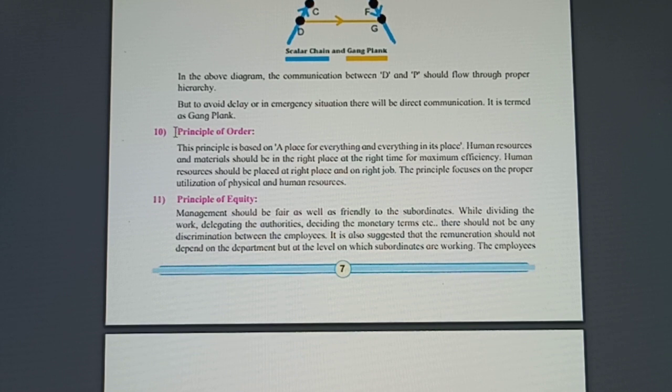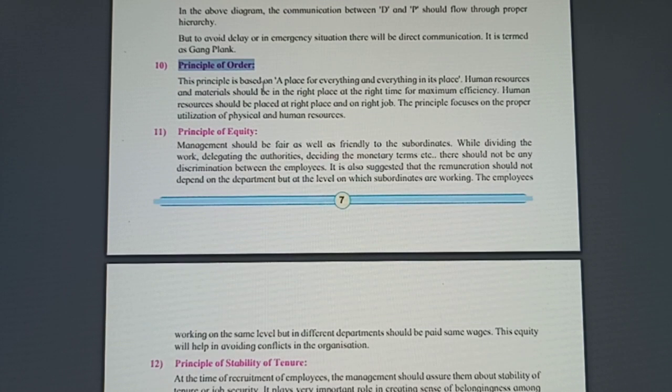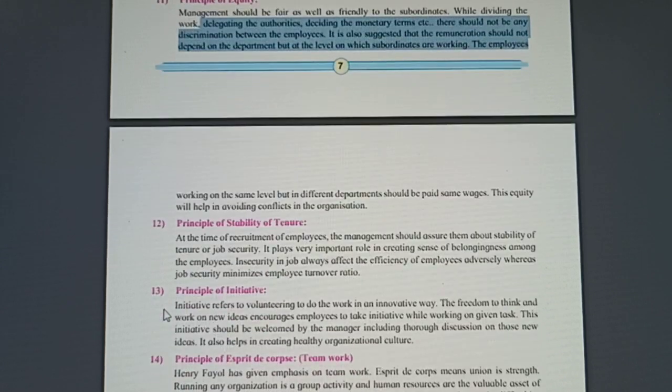10th, principle of order. Principle of order means a place for everything and everything in its place. Everything should be in its place. That is the main principle of order. 11th, principle of equity. Equity means equality with everyone, no partiality with anyone. Preference should not be given to some people, and some people should not be neglected. So principle of equality goes through the employees all over.